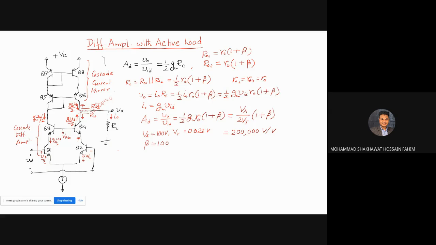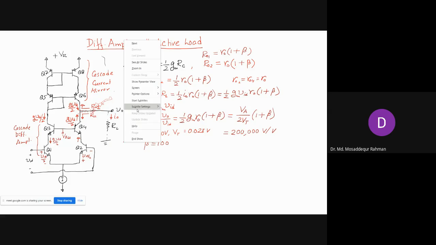Sir, how to control this gain? Hmm? How to control this gain? Control is later. Okay, sir.